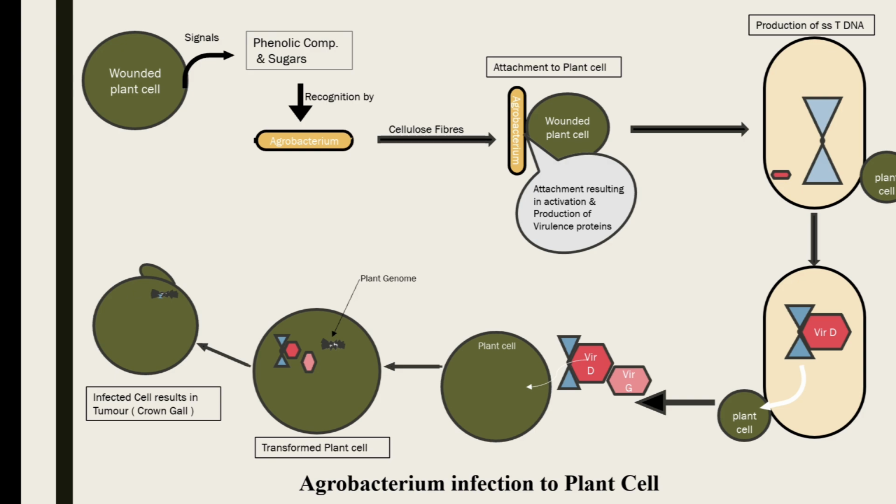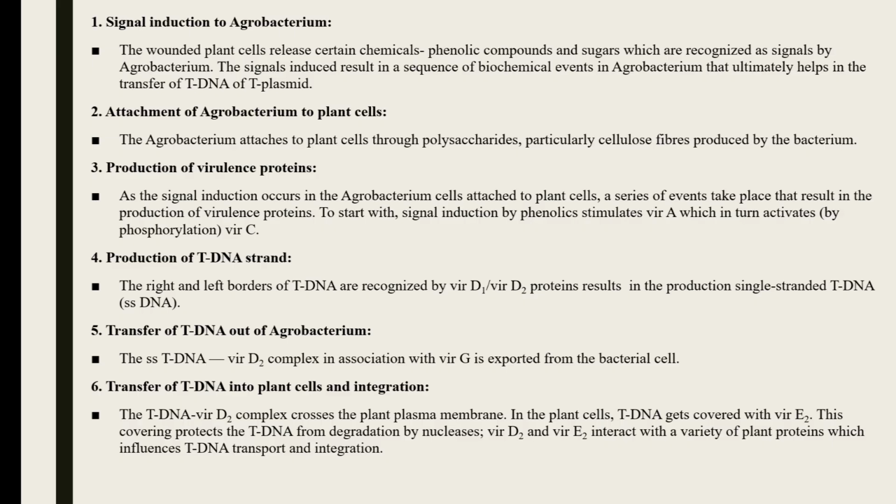Once tDNA gets incorporated into the host cell genome, it results in formation of tumor. But in the case of genetic engineering, the gene of interest is placed in place of the tDNA region. When this gene is transferred to the host cell, the desired character gets expressed.